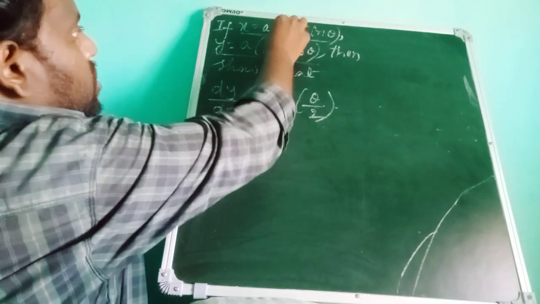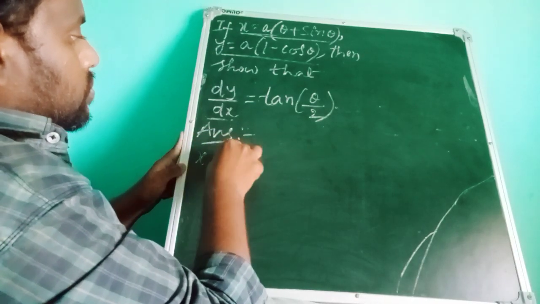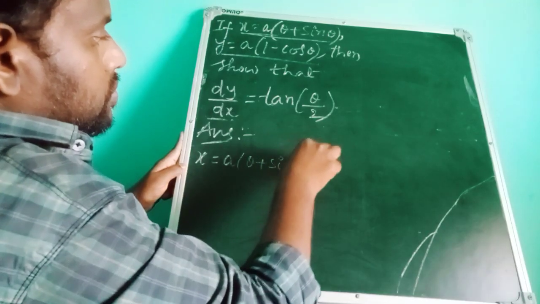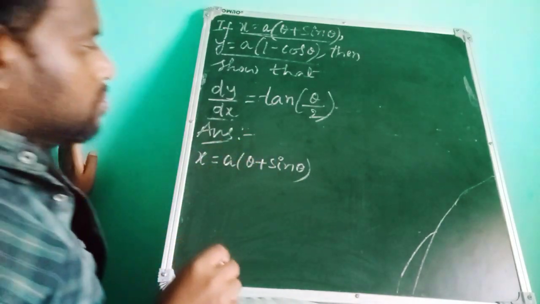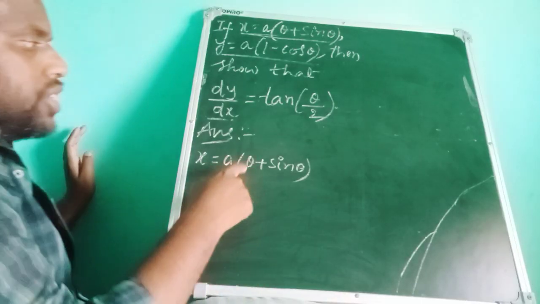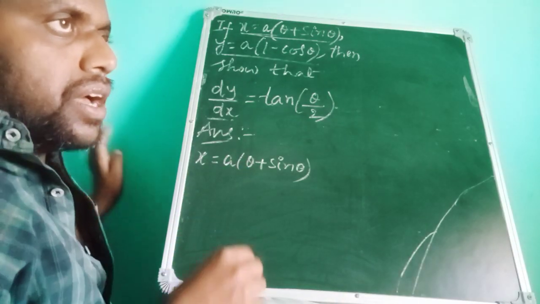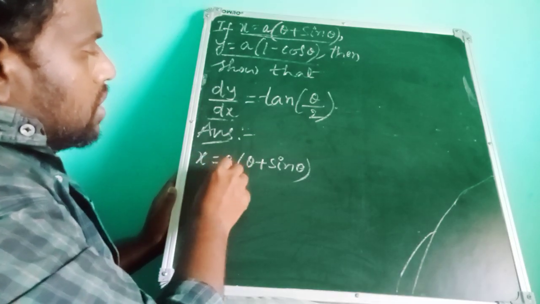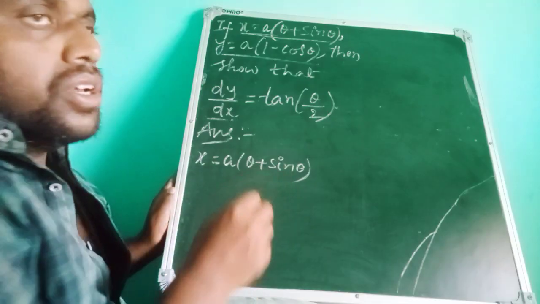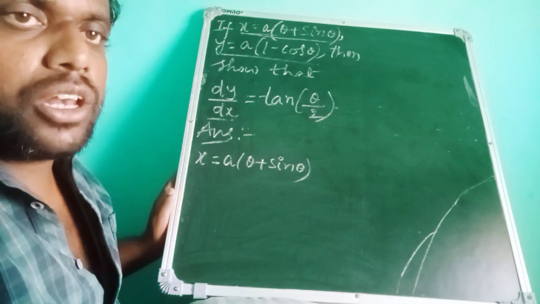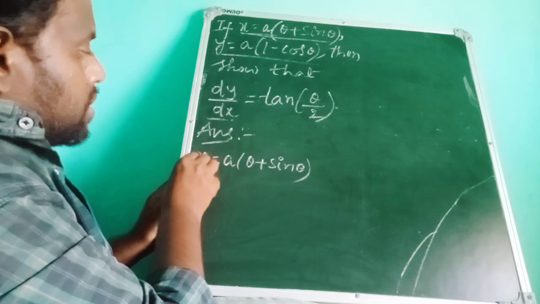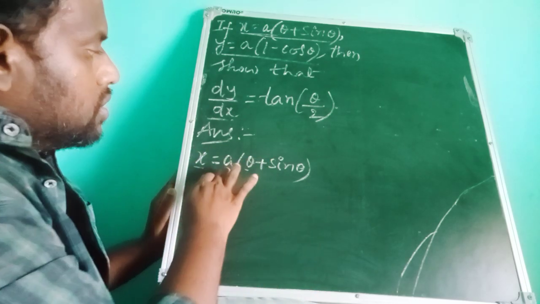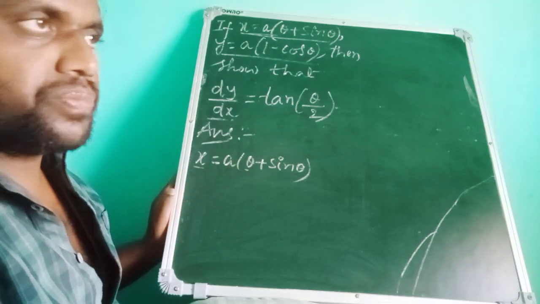First, I will take this first one. X is equal to a into theta plus sine theta. First, we will differentiate this with respect to theta, because before the equal sign x is there, after the equal sign the variable is theta. Variable means that it changes its value. So x is a variable, theta is a variable, a is a constant. This a usually represents the constant.